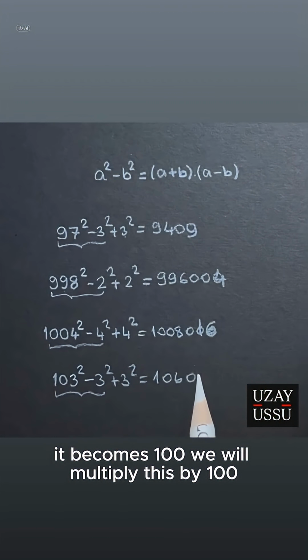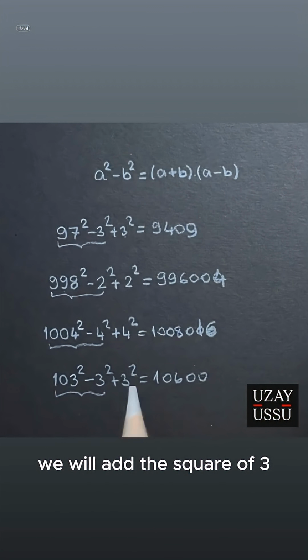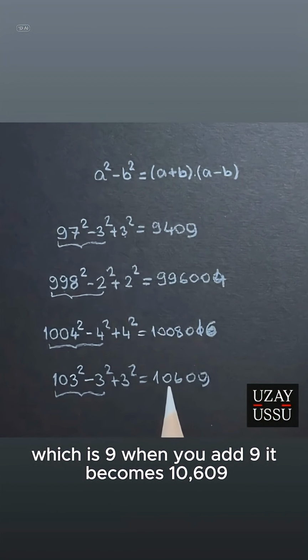We will multiply this by 100. So we add 2 zeros, plus finally we will add the square of 3, which is 9. When you add 9, it becomes 10,609.